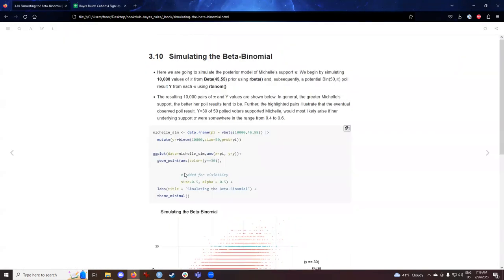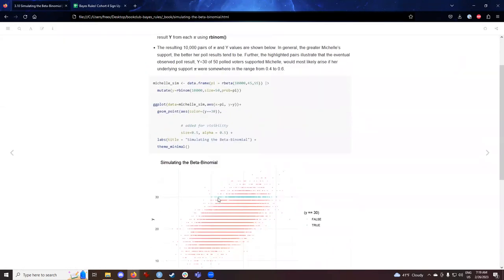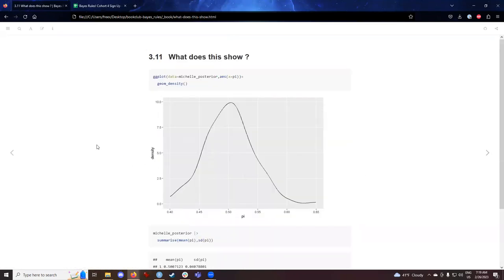Looking at these dots another way, these bluish dots in the default ggplot colors match the new data. We could also visualize this with a density plot. Once again, the new information seems to be pointing us towards a range between 0.4 and 0.6.